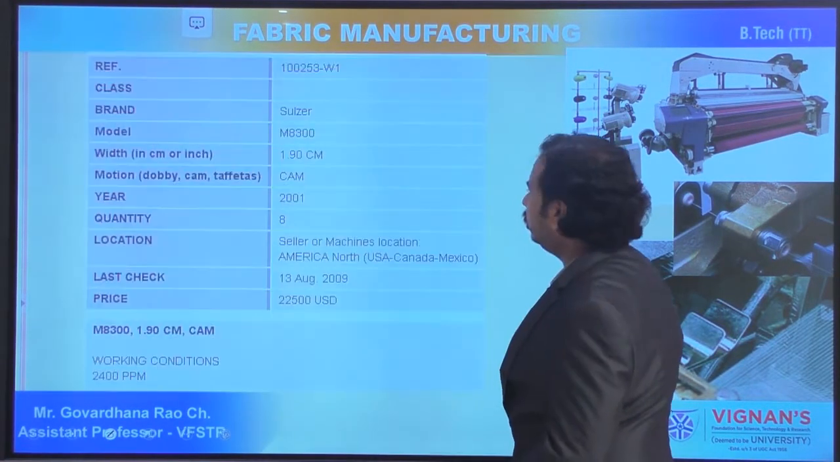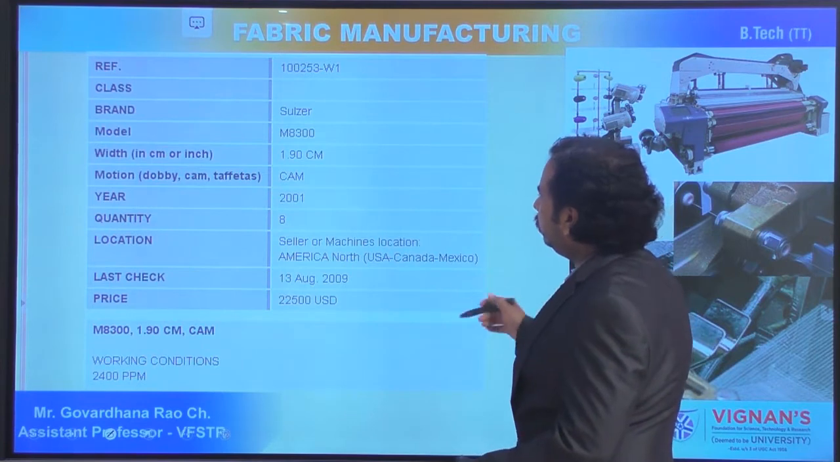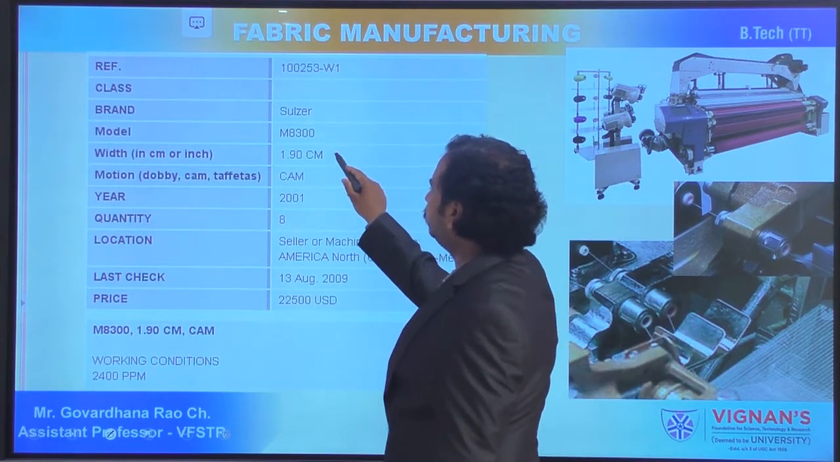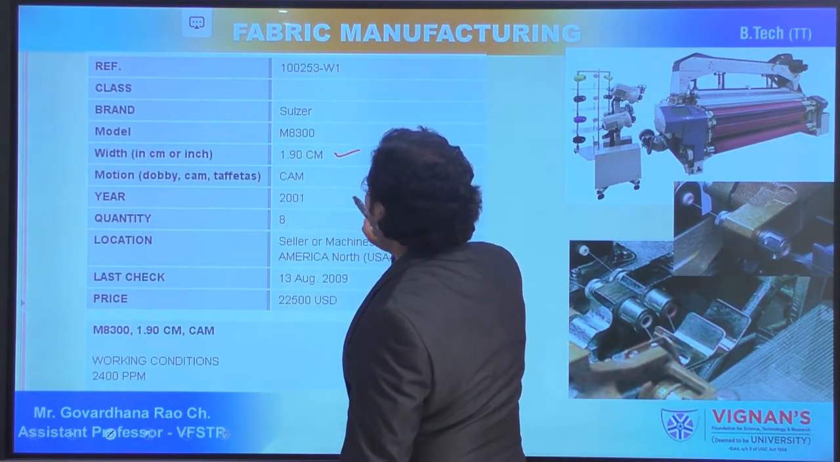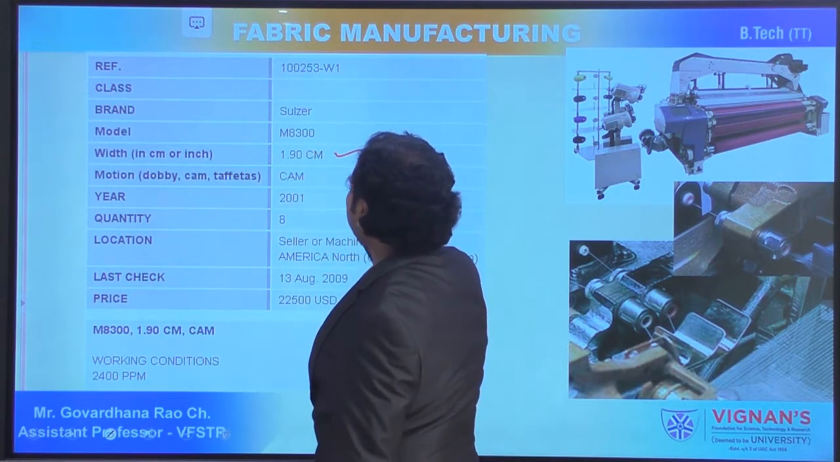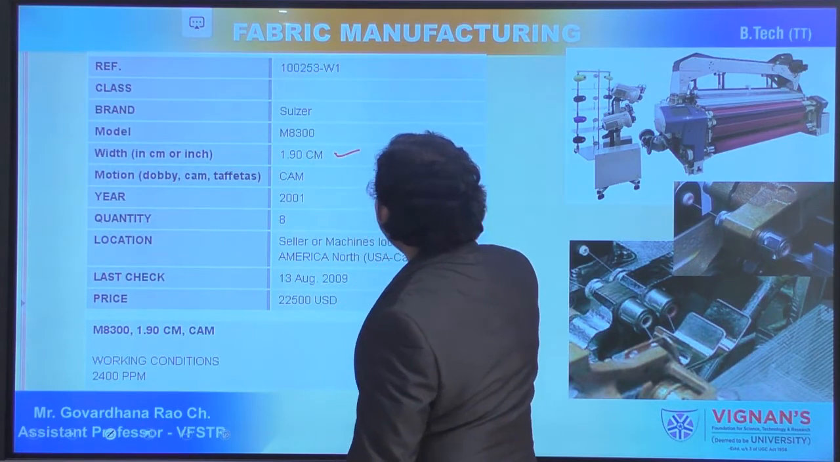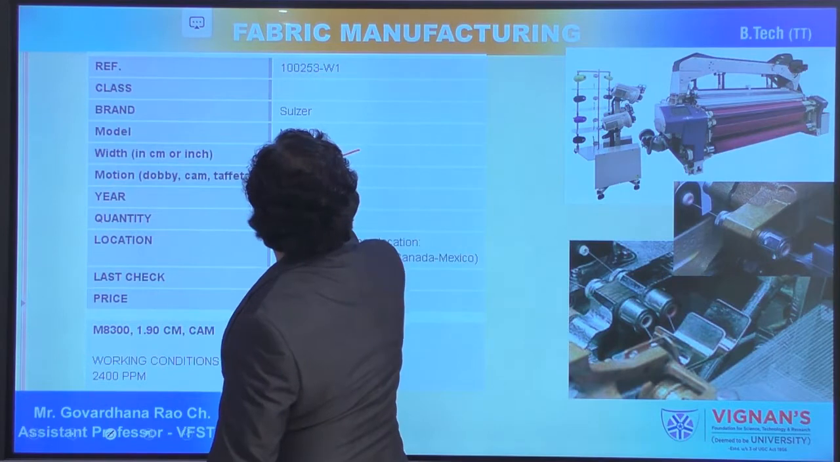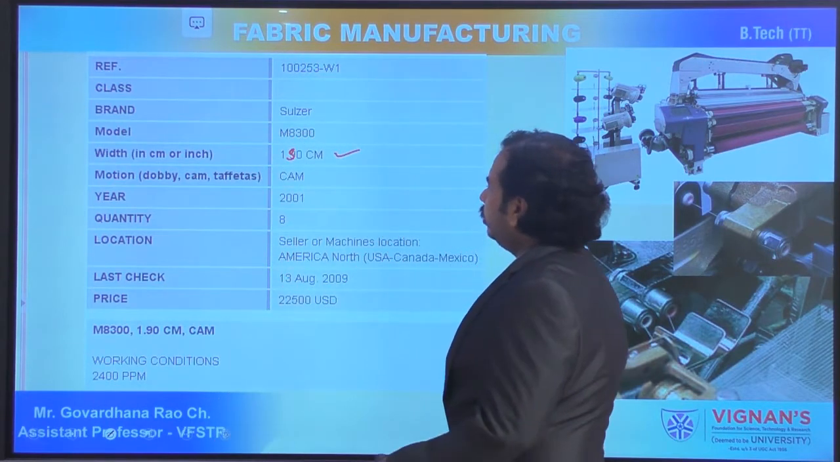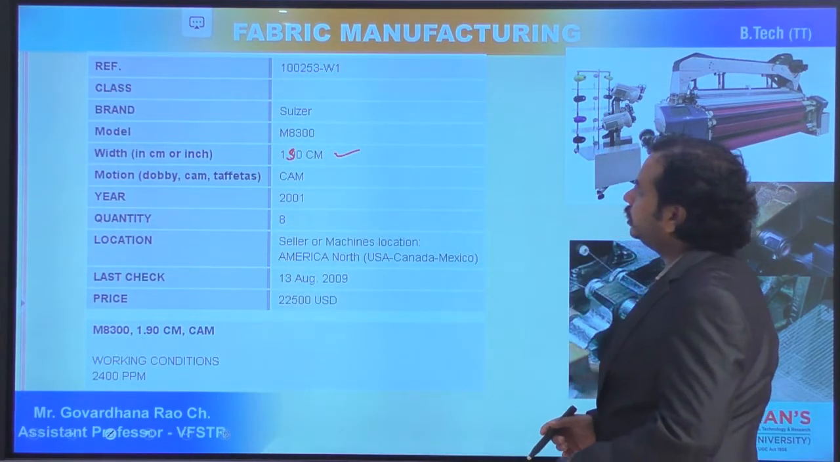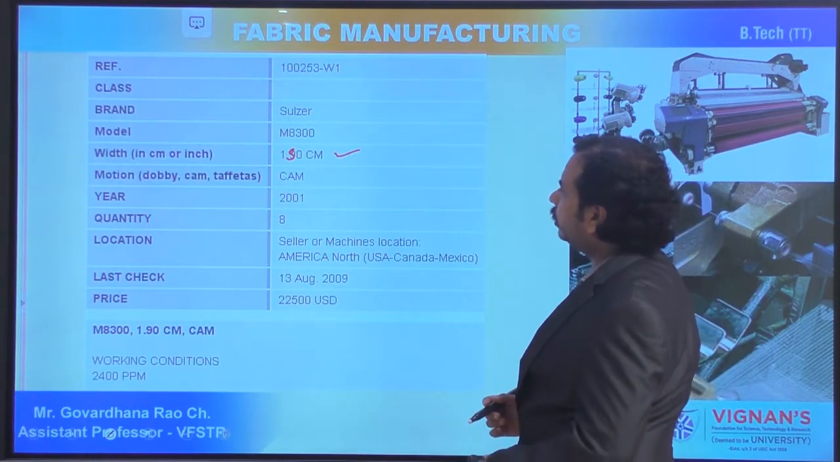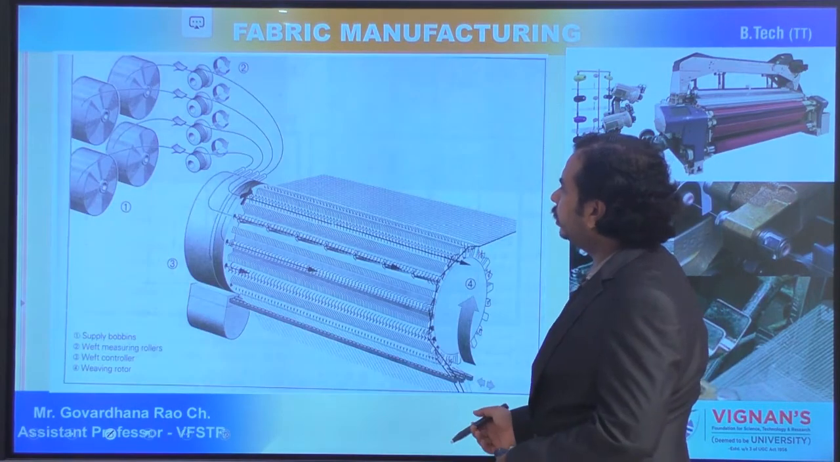So these are the features. The width of the machine is 190 centimeter. So this is 190 centimeter. Okay, so it is 190 centimeter. These are the features or the model details particularly.